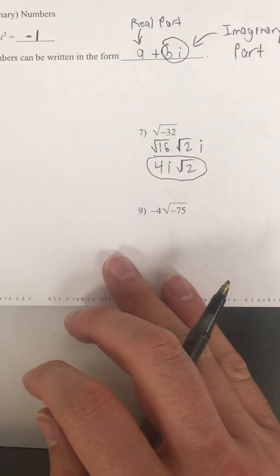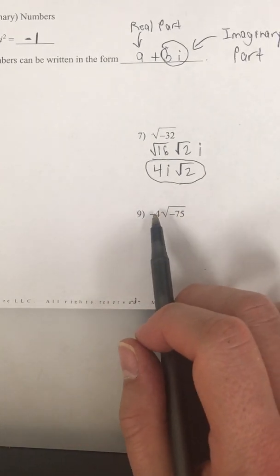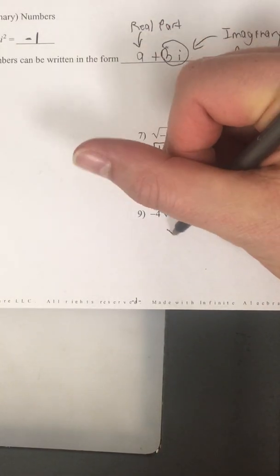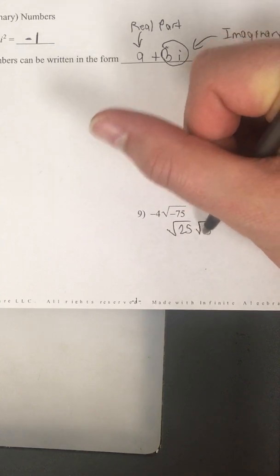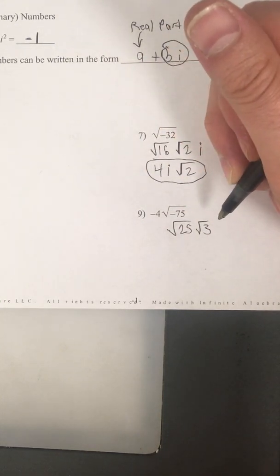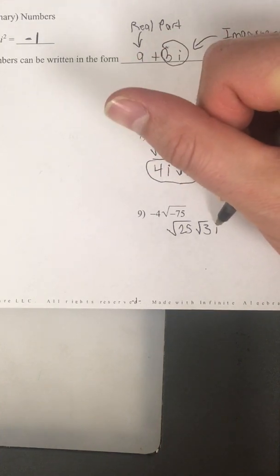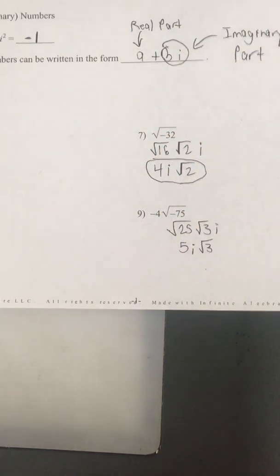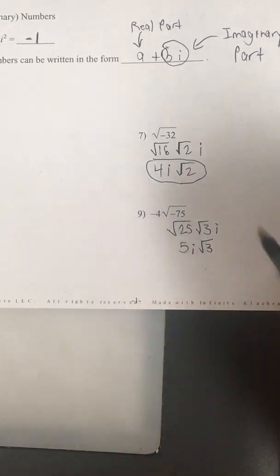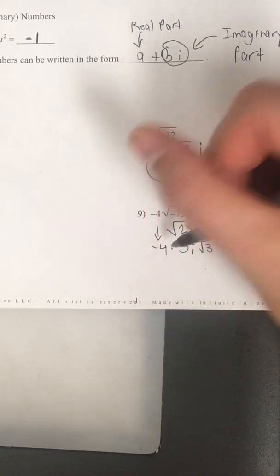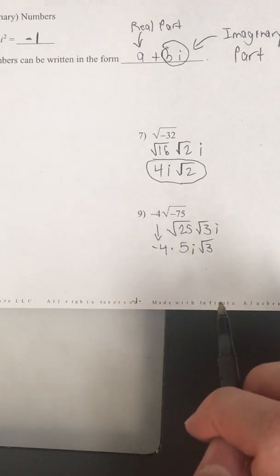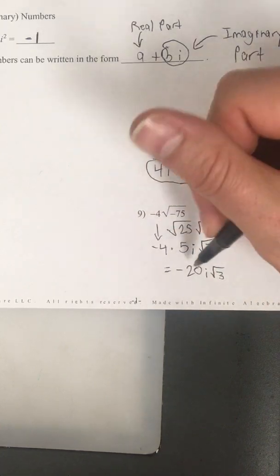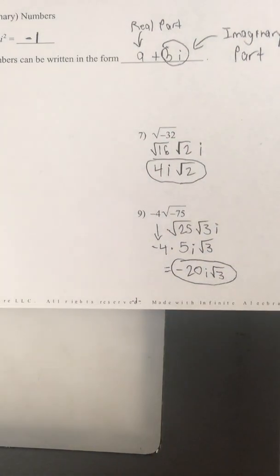And then this last problem, now you might be thinking, okay, I get how to work this out. What do I do with this negative 4? You multiply this negative 4 times whatever you get over here. So square root of 75, I could split that up into 25 times 3. Will I have i in this answer? Yes, I will. There's a negative under the square root. So square root of 25, that's going to be 5i square root of 3. But that's not the final answer, because what have I not used yet? The negative 4. So let's bring that down and multiply. What is negative 4 times 5i square root of 3? It's going to be negative 20i square root of 3.